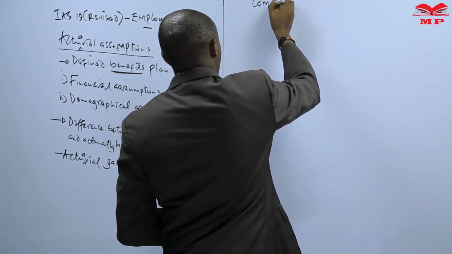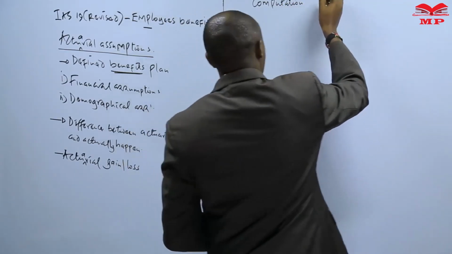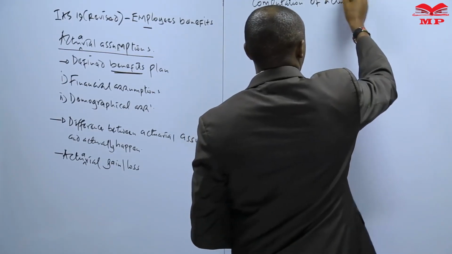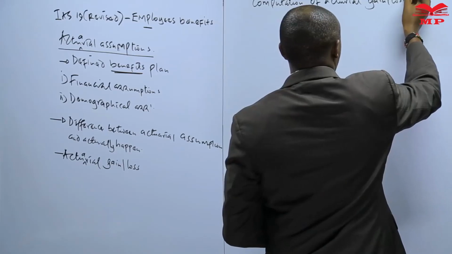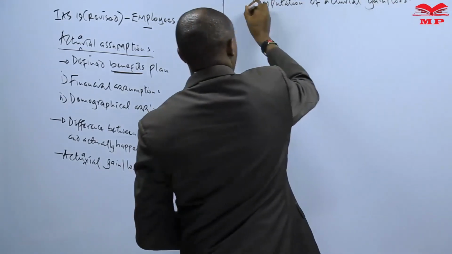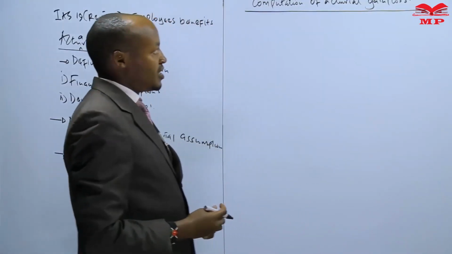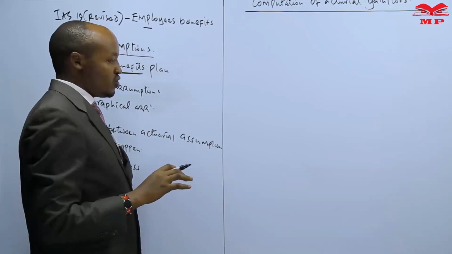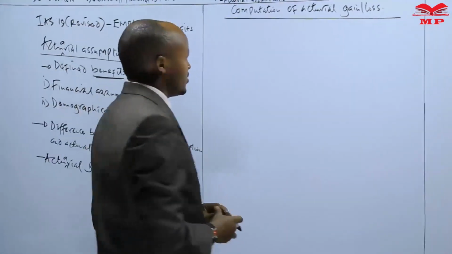So we need to look at how we compute the actuarial gain or loss. Whenever this actuarial gain or loss is to be computed, it should be computed both in respect of the plan asset and also in respect of the present value of the defined benefit obligation.